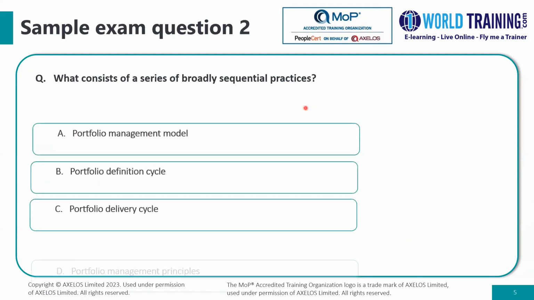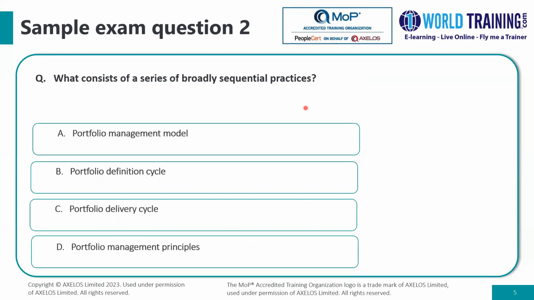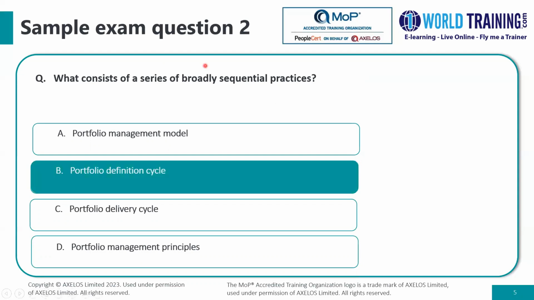Question number 2, what consists of a series of broadly sequential practices? Correct answer is B. If you recollect, there are 5 practices within the portfolio definition cycle. You have the understand practice, you have the categorize practice, you have the prioritize practice, balance, and then plan. And to a large extent, all of these practices are quite sequential in nature. So please keep that thought in mind.